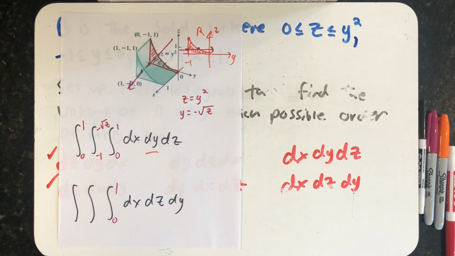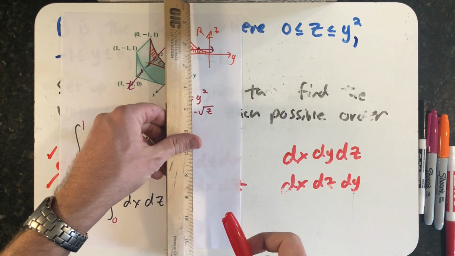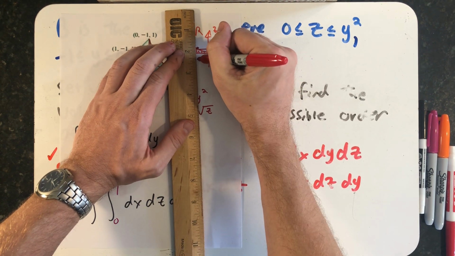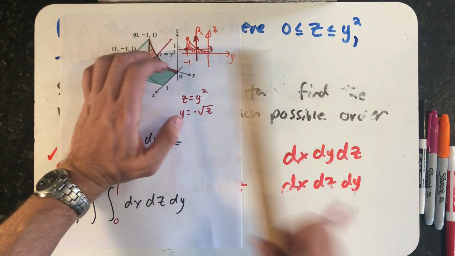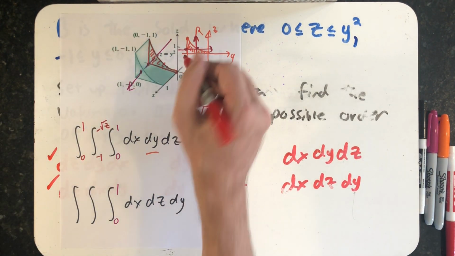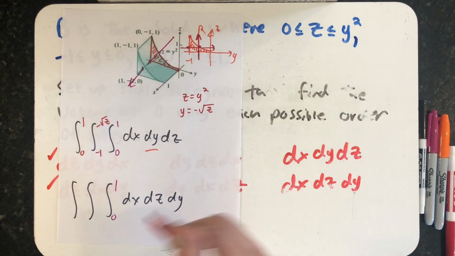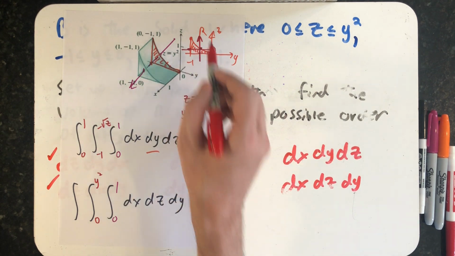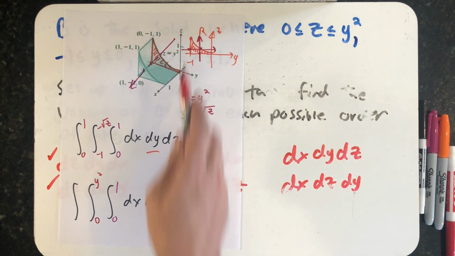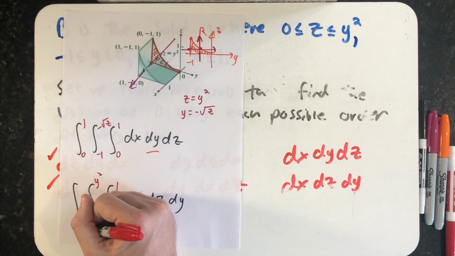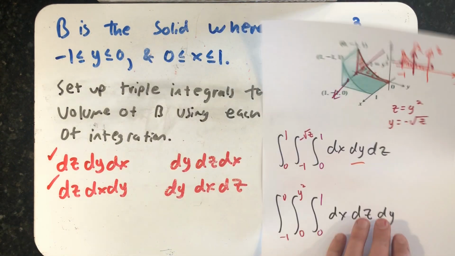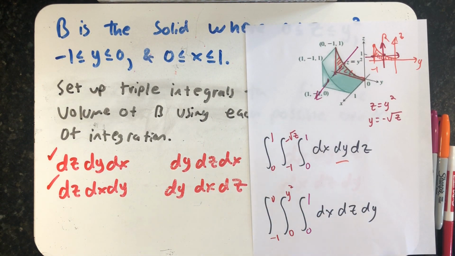One more order of integration to go. Now I need to draw a ray through this region in increasing direction of z. I would go into the region at z equals 0, and I would exit the region at z equals y squared, and now I need bounds for y, and those would be from -1 to 0.